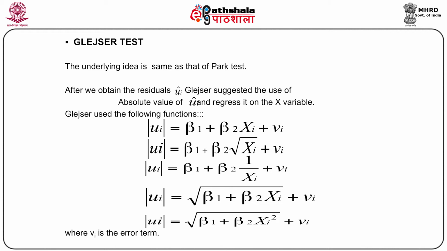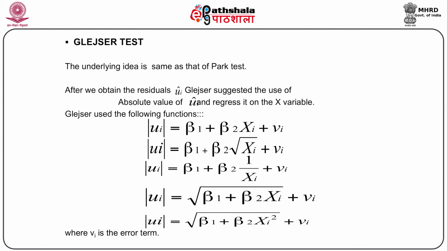Or we can use the model where we regress the modulus of ui on the square root of beta 1 plus beta 2 xi plus vi. In other words, we regress the modulus of ui on the square root of the linear regression model beta 1 plus beta 2 xi. Or finally, we can use another model of the form modulus of ui equals square root of beta 1 plus beta 2 xi square plus vi, where vi in each of the above models is the error term.